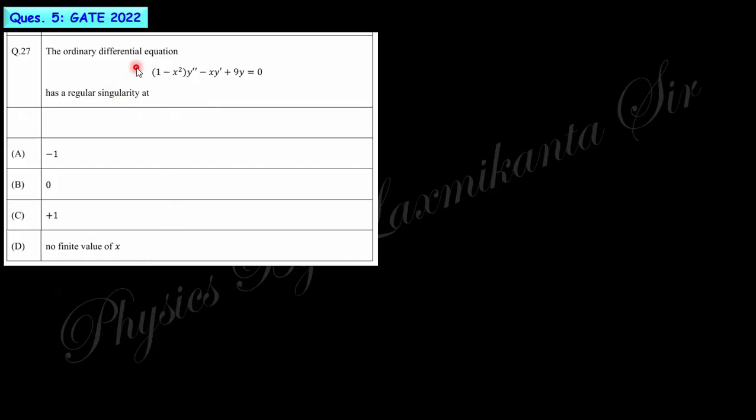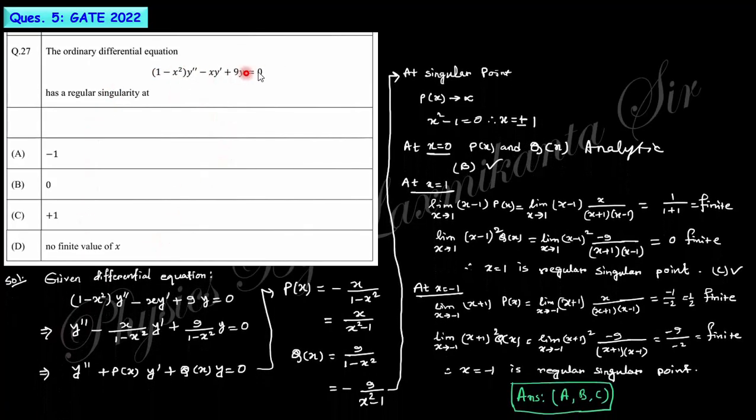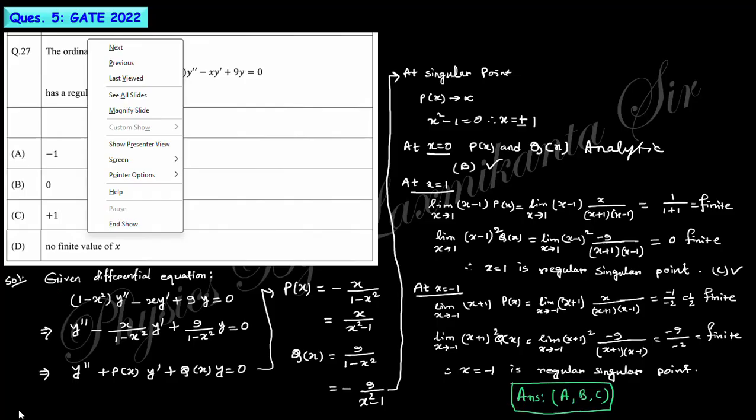Next, the ordinary differential equation is given here. Regular singularity at which points? So this is rearranged like that. This is p of x, this is q of x, and these are singular points, where p tends to infinity at x equal to plus minus 1 and x equal to 0. These are analytic, so option B is correct. At x equal to 1 you can see this is finite, so option C is correct, and at x equal to minus 1 this is also finite. So these two are regular singular points. So the regular singular points are options A, B, C, which is the correct answer of this question.